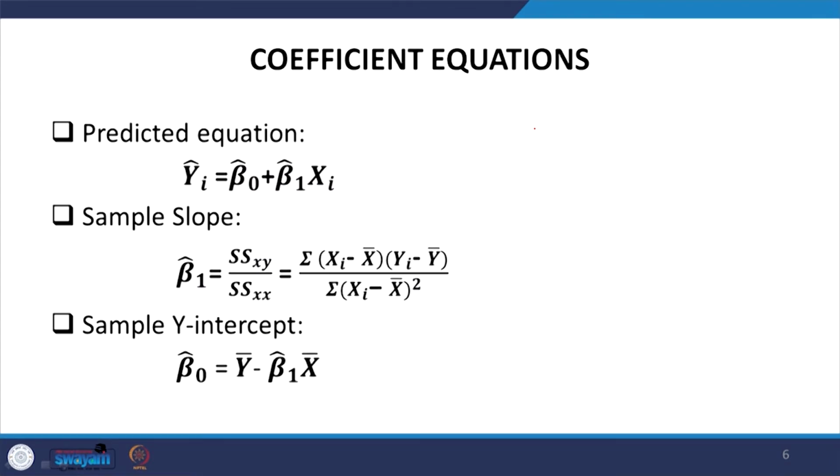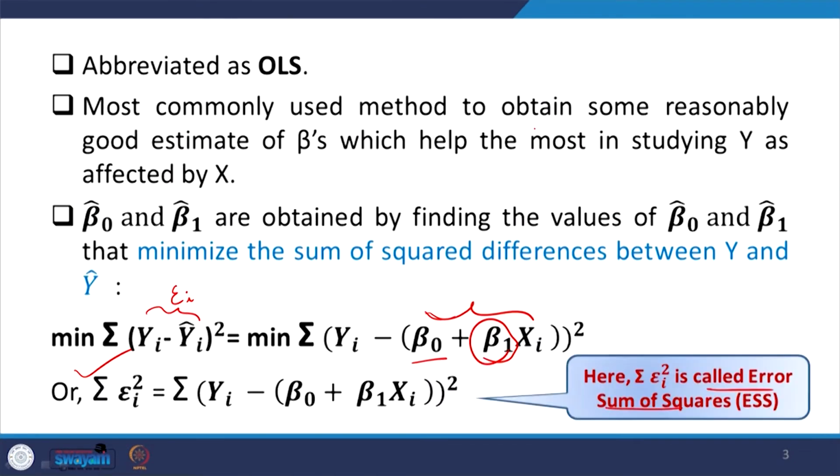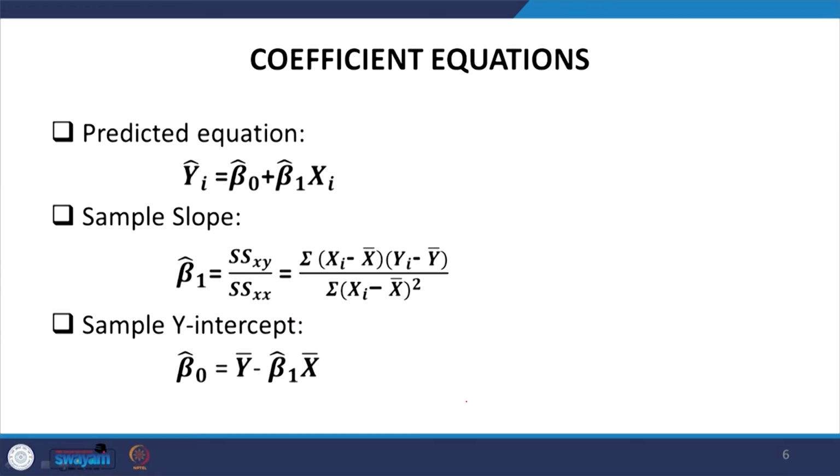Now, what are the coefficient equations? We have the predicted equation, that is beta naught hat plus beta 1 hat x_i. The sample slope based on this predicted equation, how beta 1 is defined, is derived from the square of the error term, which we already mentioned a couple of minutes back. Beta 1 is the sum of (x_i minus x bar) times (y_i minus y bar), the sum of squares between x and y, divided by the sum of squares of the independent variable. This is called the covariance term and this is called the variance term.